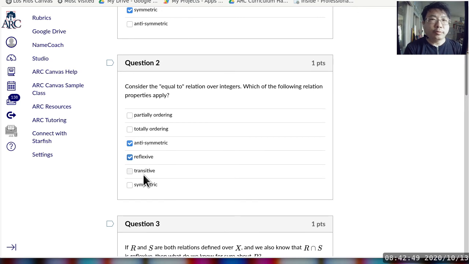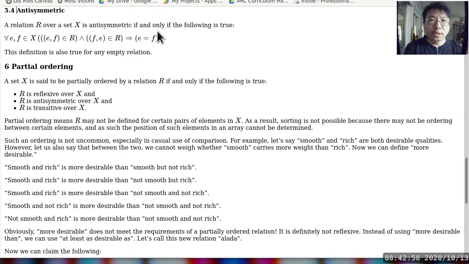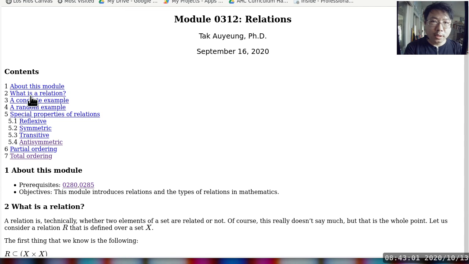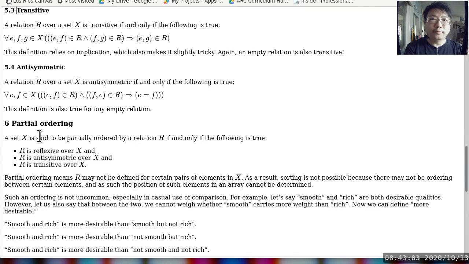The next question is transitive. It looks a little tricky here, but it's not, because let's look up the definition of transitive. Let me go back to the index here and click on transitive. There we go. With transitive, it basically means for any way of binding values of E, F, and G so that they are all elements of X. Once again, they can be the same, they can all be different, but we have to consider every single way to bind values to E, F, and G.